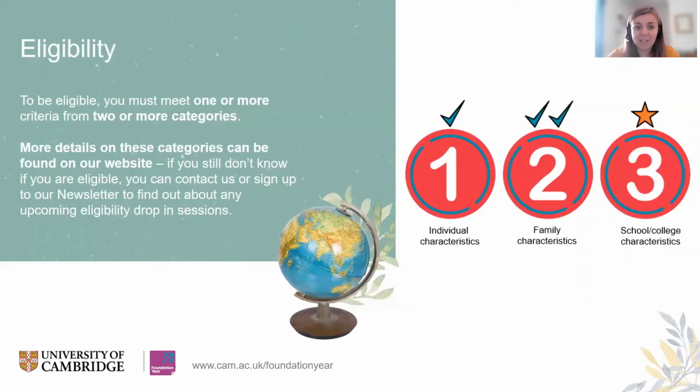So in order to be eligible, we need you to meet one or more criteria from two or more categories. Now, our criteria fall into three different categories that you can see on the screen right now. These are individual characteristics, family characteristics, and school/college characteristics.